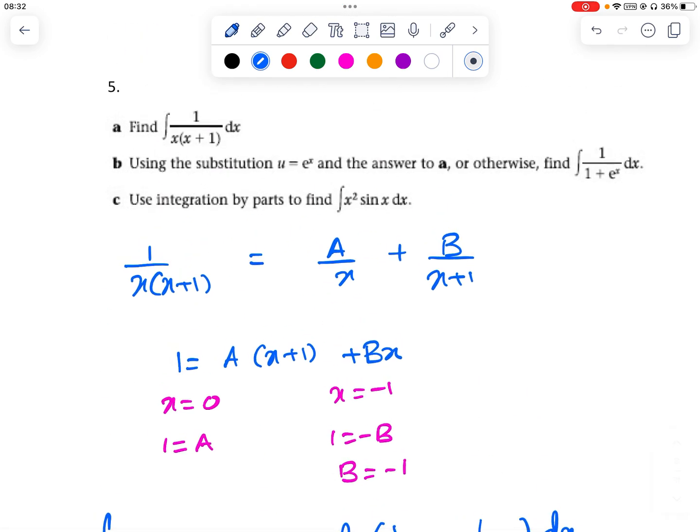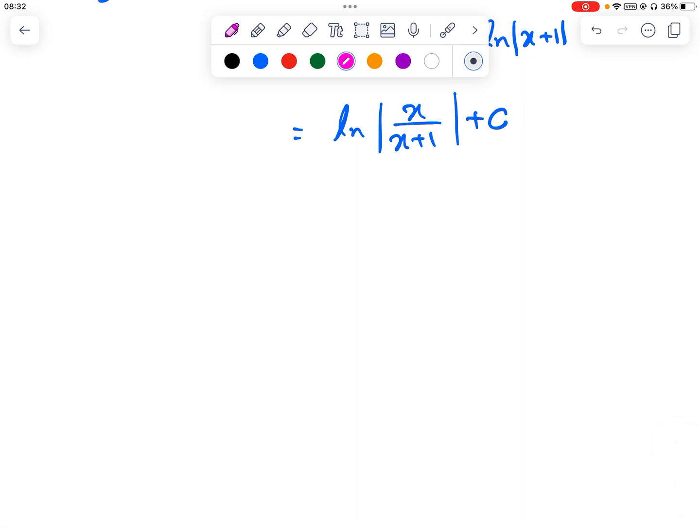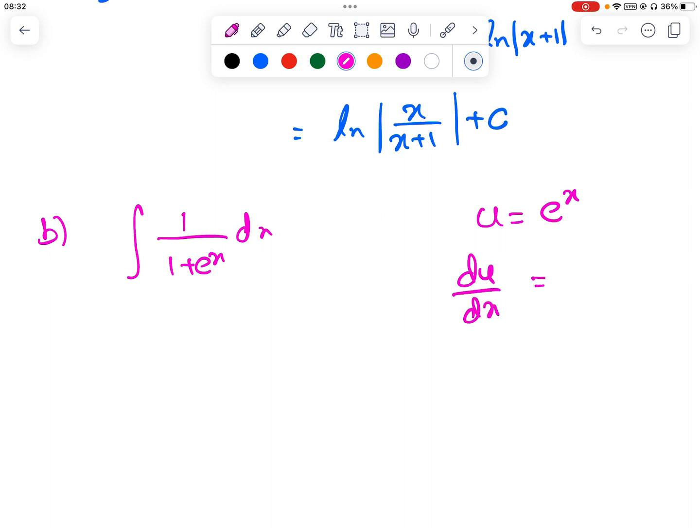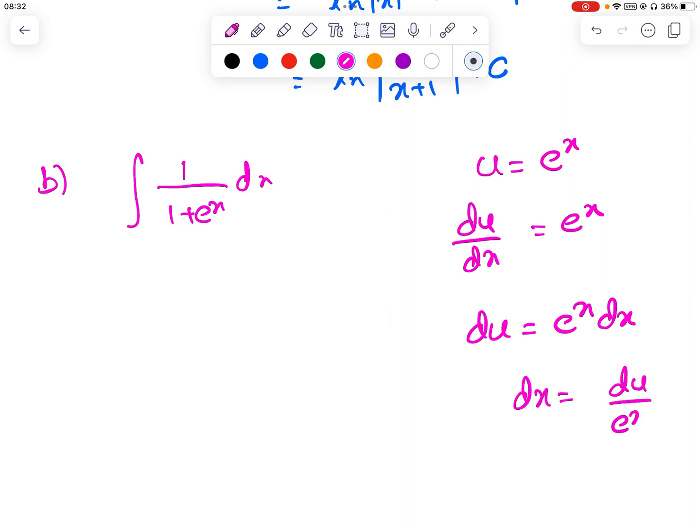Now use the substitution u equals e power x to find the integral of 1 upon 1 plus e power x dx. So he's asking to plug in the substitution u equals e power x. So du upon dx equals e power x. So du equals e power x dx. Do I have e power x dx? I don't have e power x dx. So what can I do? Dx equals du upon e power x. What is e power x? U. So du upon u.